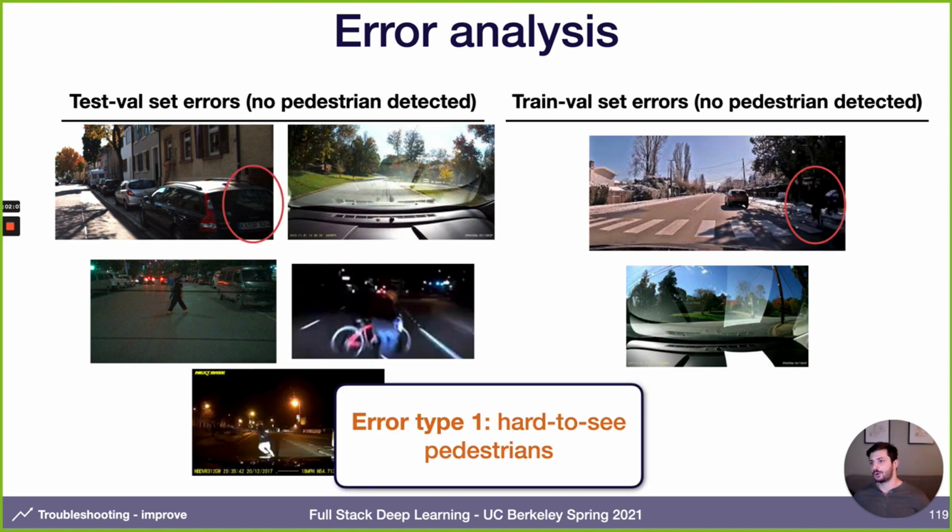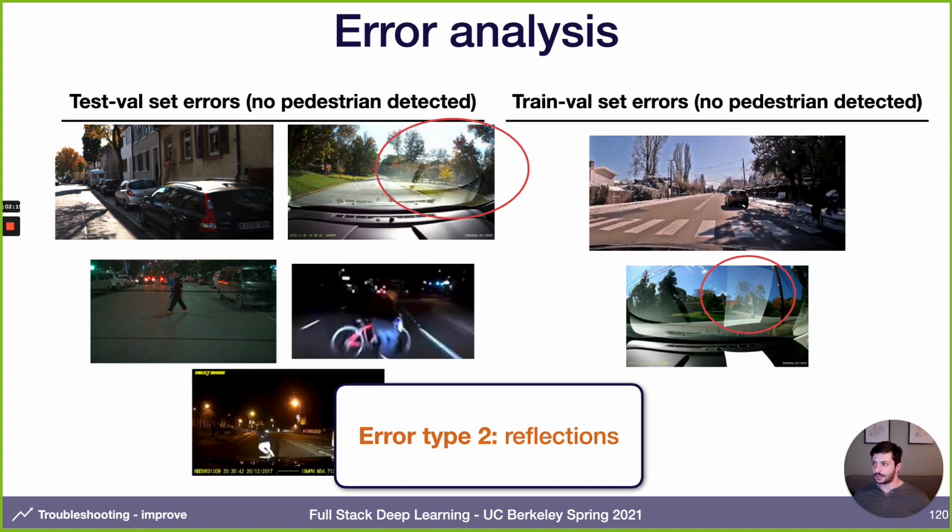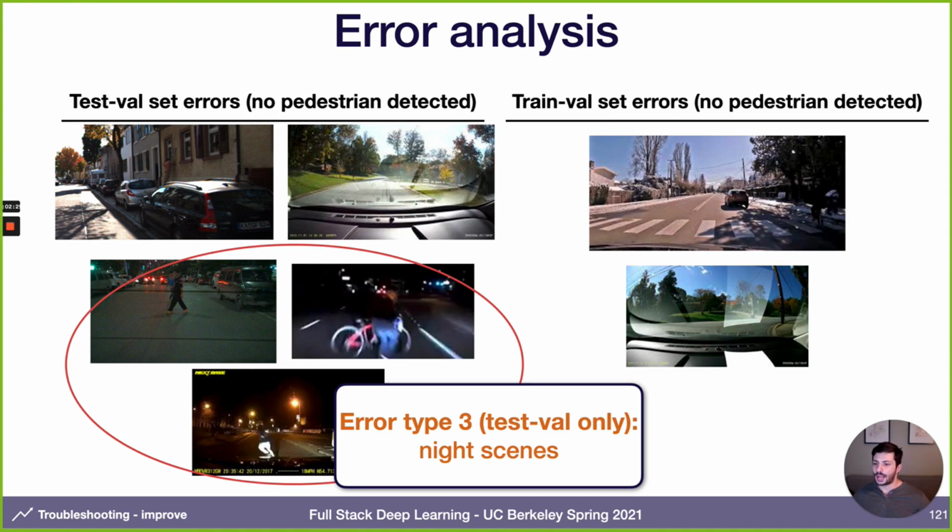There's one category here that appears in both data sets, which is I would say just really hard to see pedestrians. So I can barely see pedestrians in those images myself at all. There's a second category of errors here, which seems to be related to there being reflections in the images, and that occurs in both data sets. So that's maybe something else we could deal with. And then there's a third category of errors that really only seems to appear in our test validation set, which is images that occur at night, right? So darker images. And so this is maybe one possible cause of error due to distribution shift.